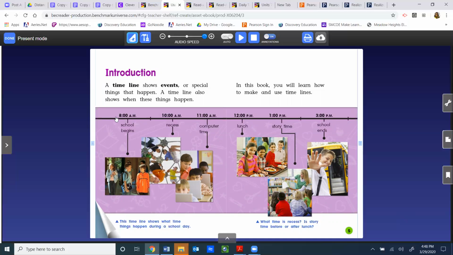It says 8 a.m., school begins. 10 a.m., recess. 11 a.m., computer time. 12 p.m., lunch. 1 p.m., story time. 3 p.m., school ends. Let's read the captions. This timeline shows what time things happen during a school day. What time is recess? Is story time before or after lunch? You can pause the video and try to answer that question with a stuffy, a pet, or a human.